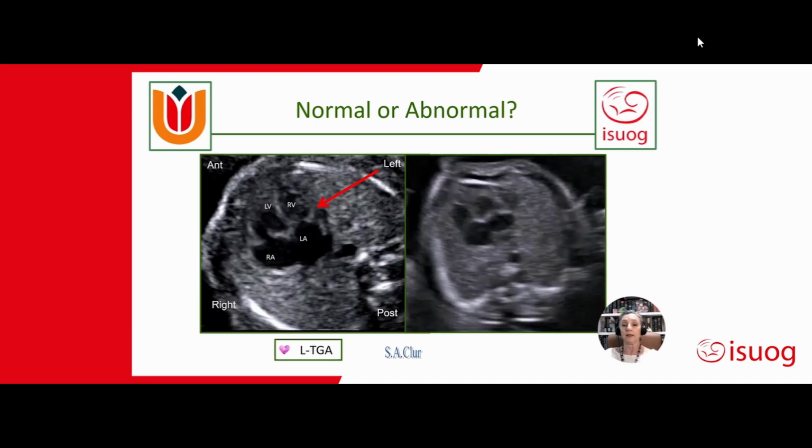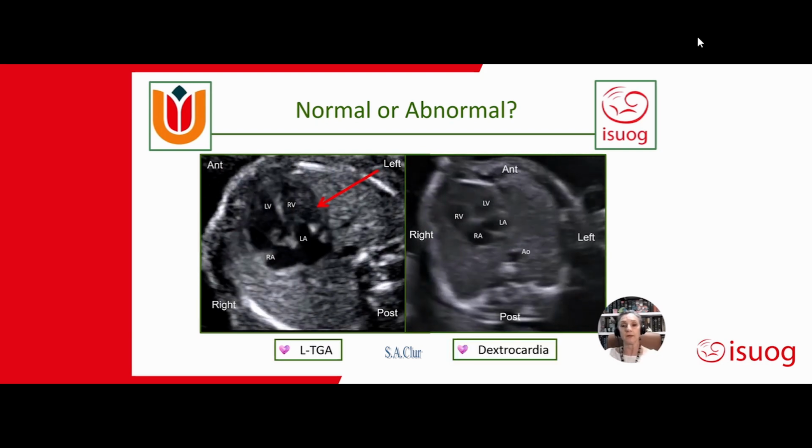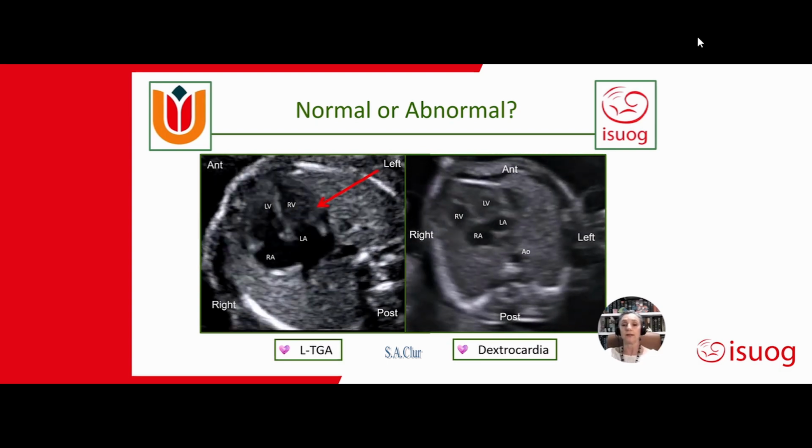If we have a look at the image on the right, we see that the aorta is located on the left side, and this heart is actually pointing towards the right. So this is a case of dextrocardia.